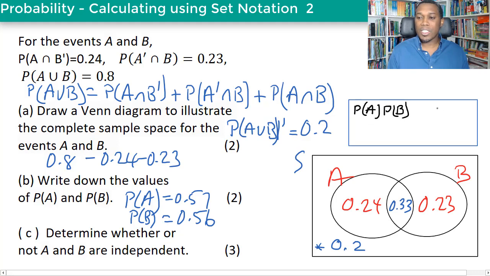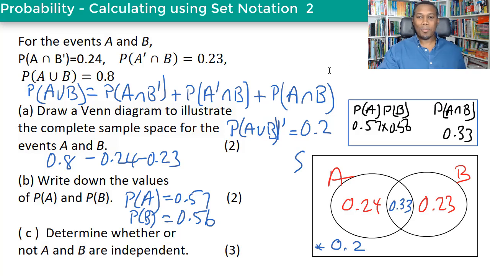We want to see if it's equal to the probability of A intersection B. We know A intersection B is 0.33, so the calculation we need to do is the probability of A multiplied by the probability of B: 0.57 times 0.56, and when we work that out, which I will do with my super duper OneNote calculator.